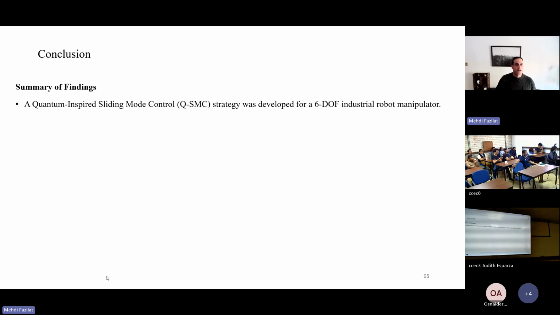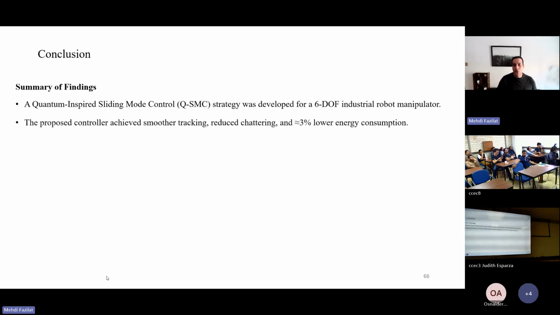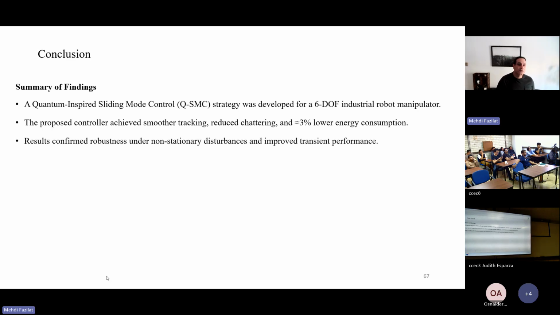Now the conclusion. This research introduced a proposed control strategy developed for a high degree of freedom robotic arm. The proposed controller achieved smoother tracking and reduced chattering. The results also confirmed robust performance under non-stationary actuator disturbances. The quantum controller works better than the sliding mode controller, the classical one.